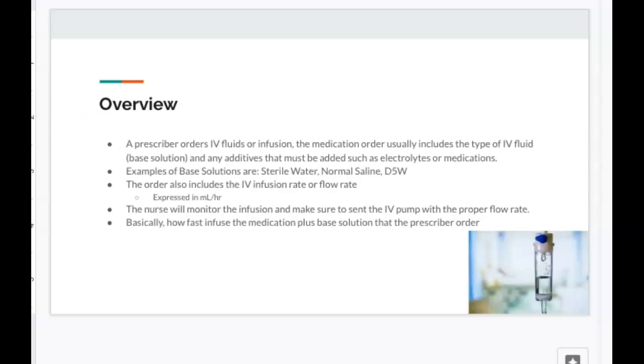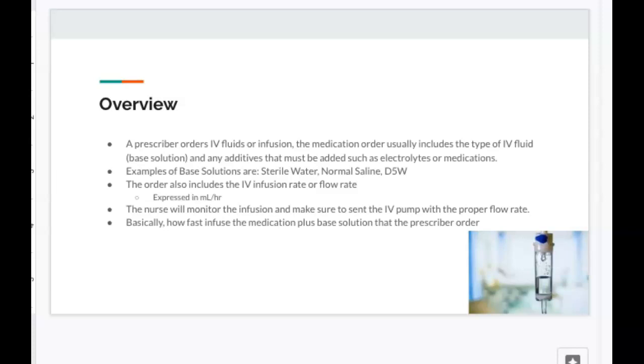So the nurse is responsible for monitoring the infusion and making sure that the IV pump they're using has the proper flow rate on it. But a lot of times the pharmacy or the pharmacy technician will be required to calculate some things, because they may need to know, how long is it going to take to infuse? When are they going to need the next IV bag? How many are they going to need for the next 24 hours or 48 hours or 72 hours? So there's a lot of things that will come into play, and knowing how to calculate flow rate is necessary when you're in an institutional pharmacy.